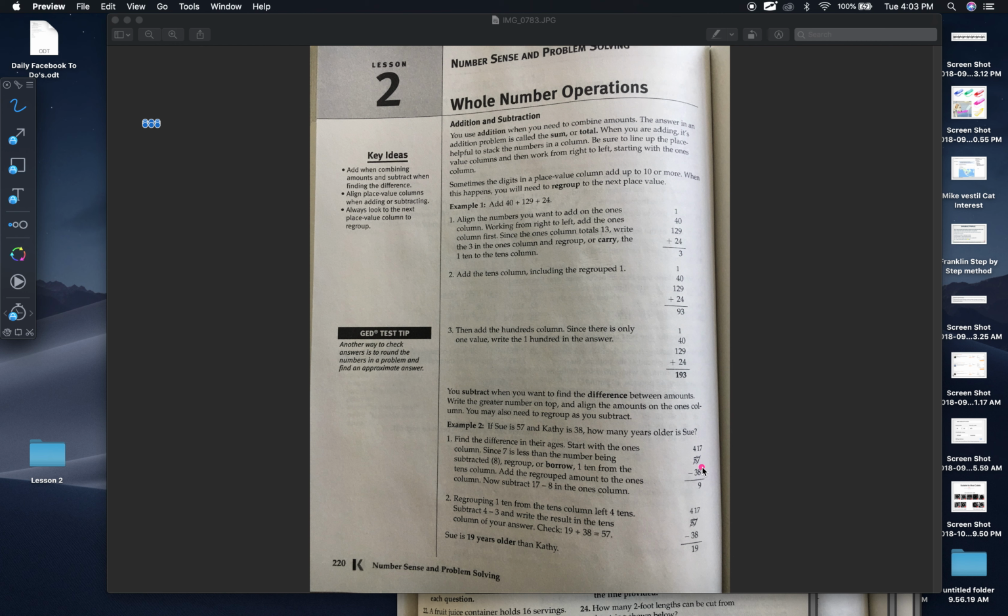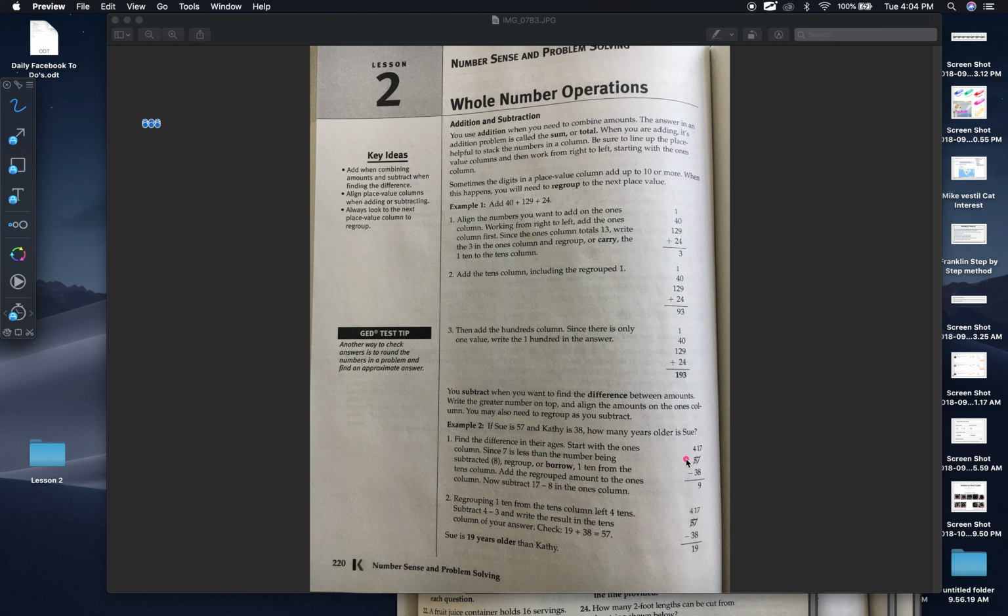But so we want to subtract the right column, which is the ones column, okay? And we cannot subtract 8 from 7. So what they did here is they crossed the 7 out because they're going to borrow from the 5. If we borrow 1 from the 5, then that would make this a 4. So they put a 4 right there to remind them that this is now a 4.